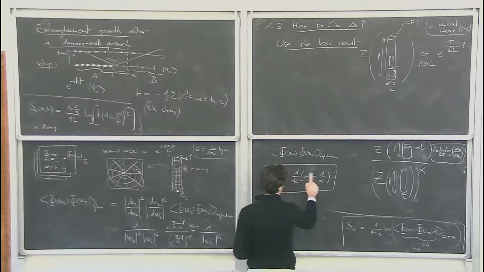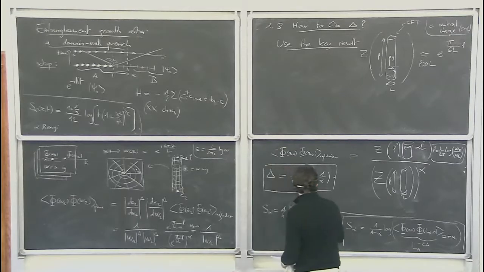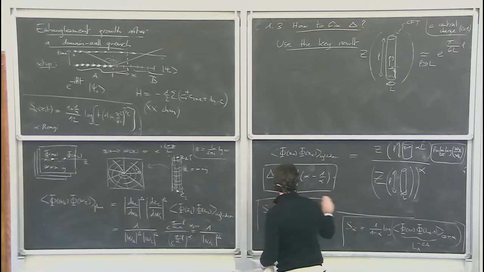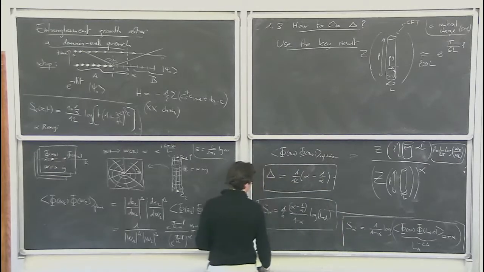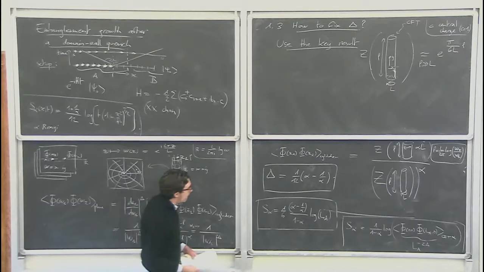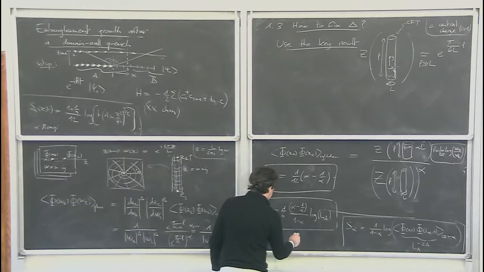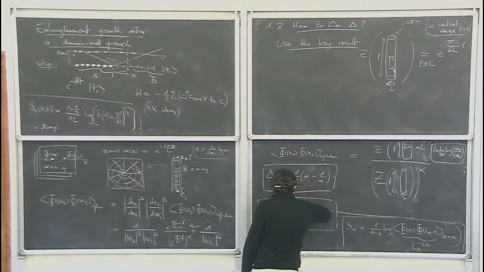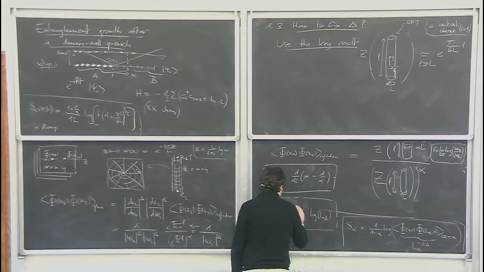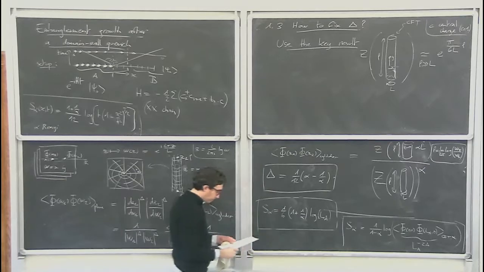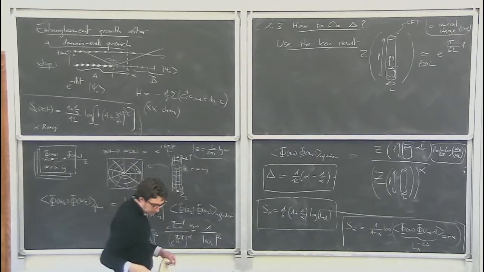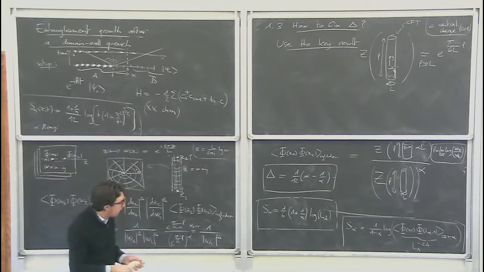Okay. Alpha minus 1 over alpha divided by 1 minus alpha log of system size L. And you can simplify this, and this gives 1 plus 1 over alpha. Okay, so this is the CFT calculation of entanglement entropies.